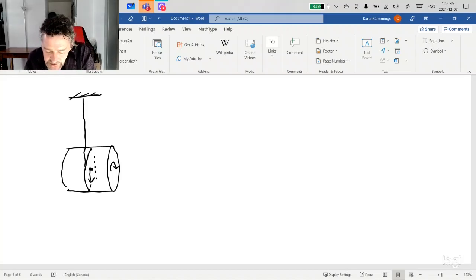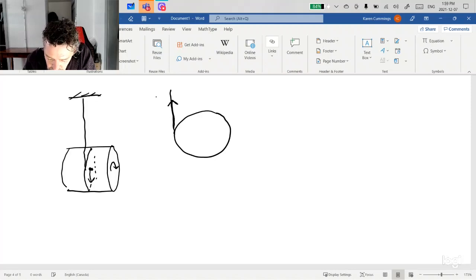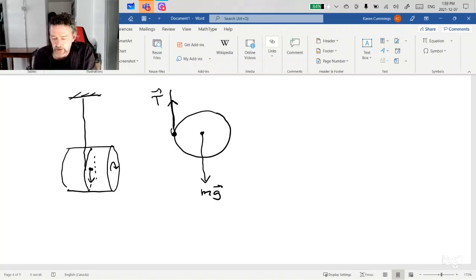Okay, so if we draw it from the side view here, we've got a disk, basically, and we've got a thread coming up like this, and that thread is exerting a tension. So what are the forces acting on this guy? Well, there's a tension acting right at that point, pulling up, and there's gravity, which acts everywhere, but it's effectively the same as the weight mg. And this is a little bit longer than the tension. mg pulling down like that.